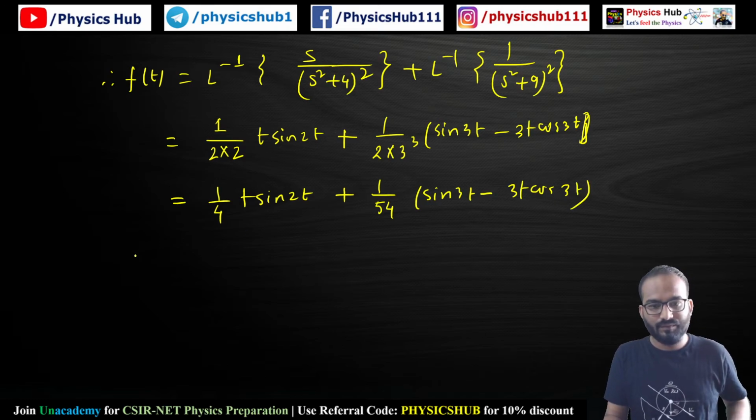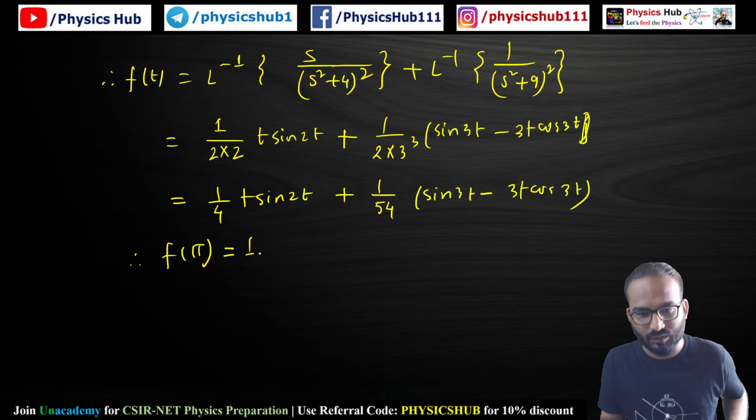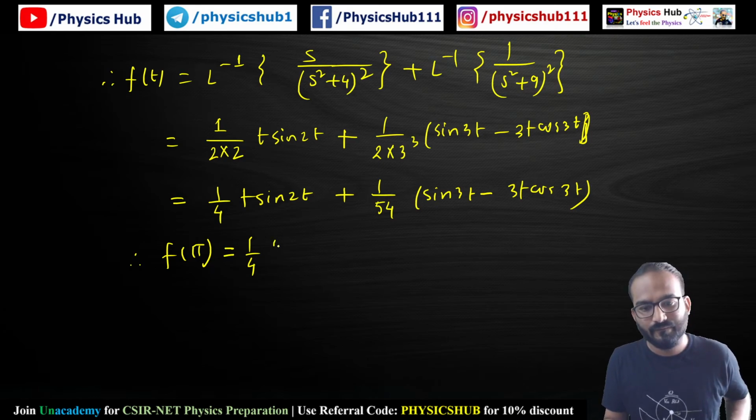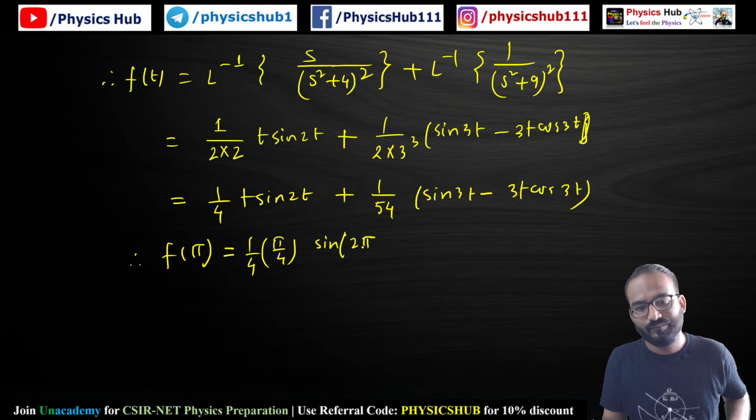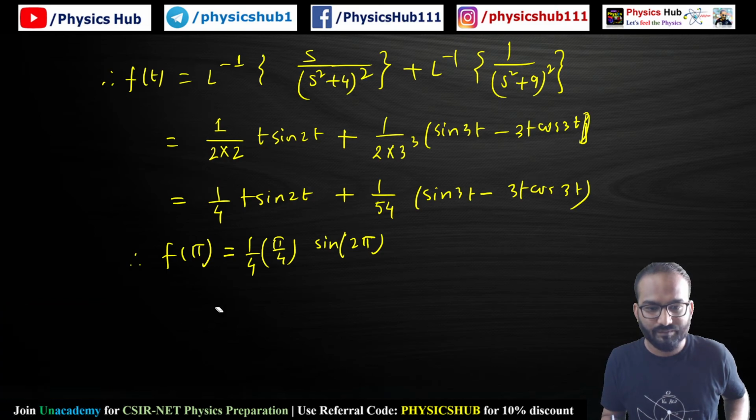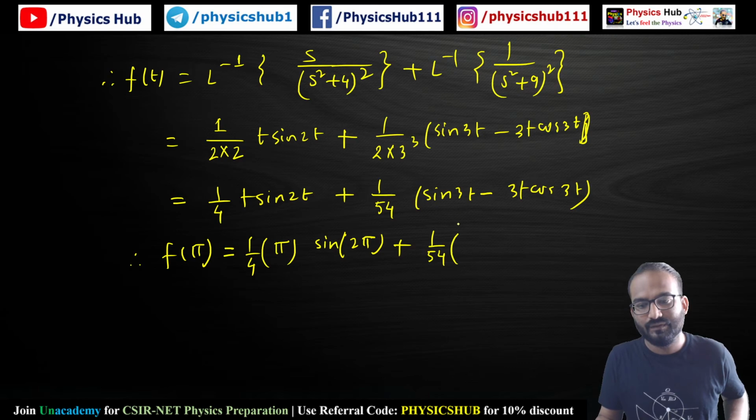Okay, now if you calculate f of pi, then what will you get? Sorry, I have made a mistake here. This will be 1 by 4 into t sin 2t, t is pi, pi sin 2 pi, plus 1 by 54 sin 3 pi minus 3 pi cos 3 pi.